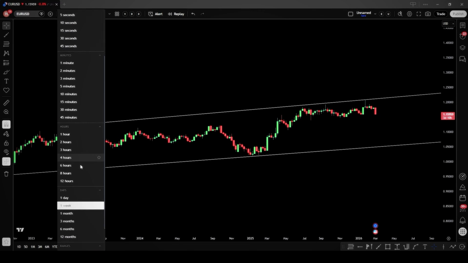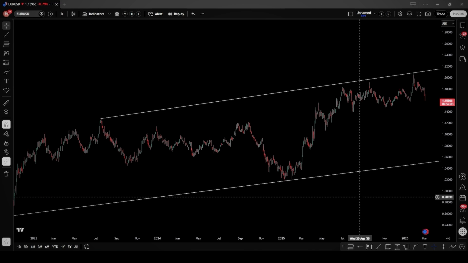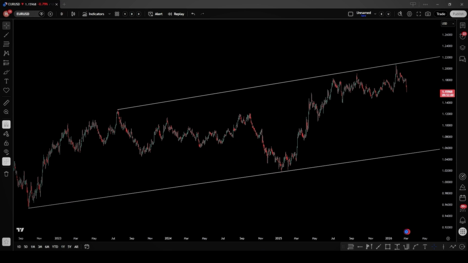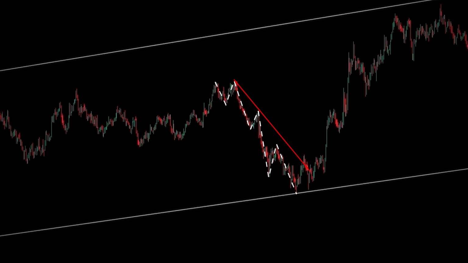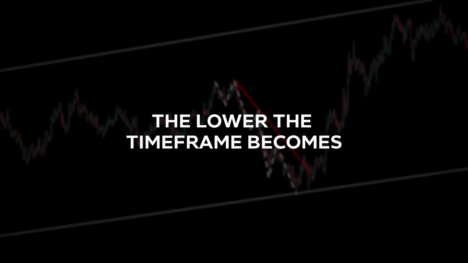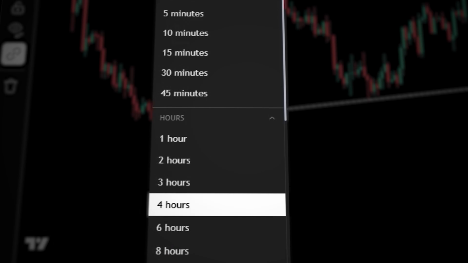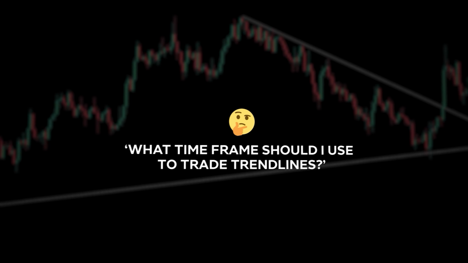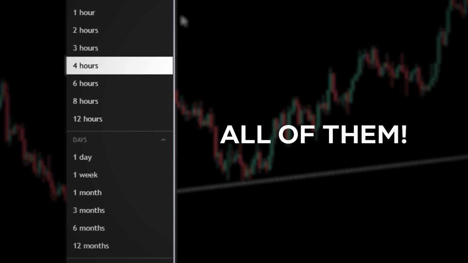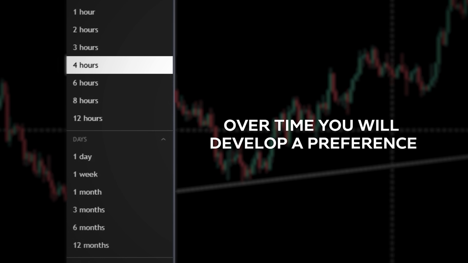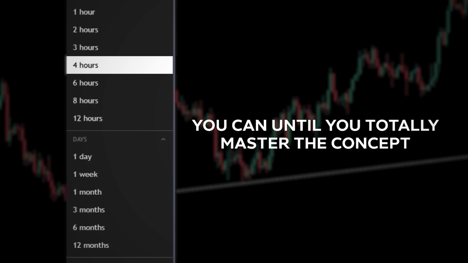As we move down in the time frames, new trends will start to appear. These represent smaller and smaller time frame trends. It's important to note that while they are all valid and potentially tradable, the lower the time frame becomes, the weaker the trend it represents. So to answer the question, what time frame should I use to trade trend lines? The answer is all of them. Over time, you'll develop a preference, but for now, just use the biggest time frames you can until you totally master this concept.